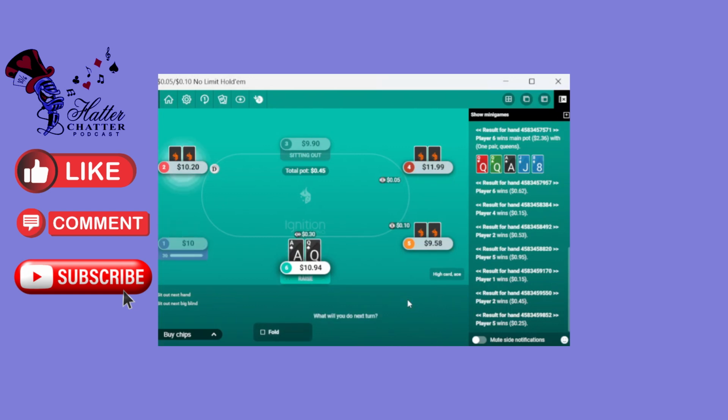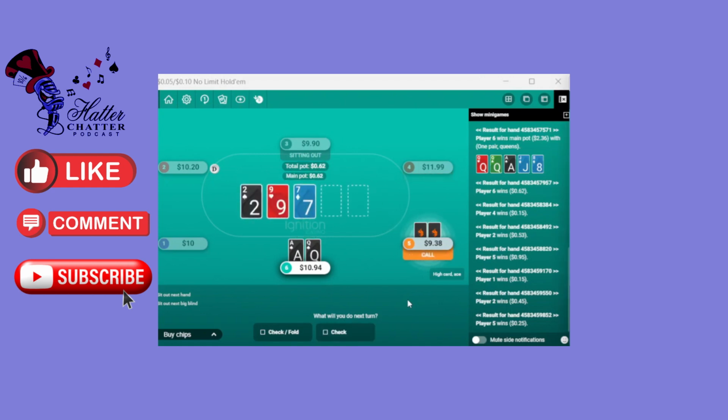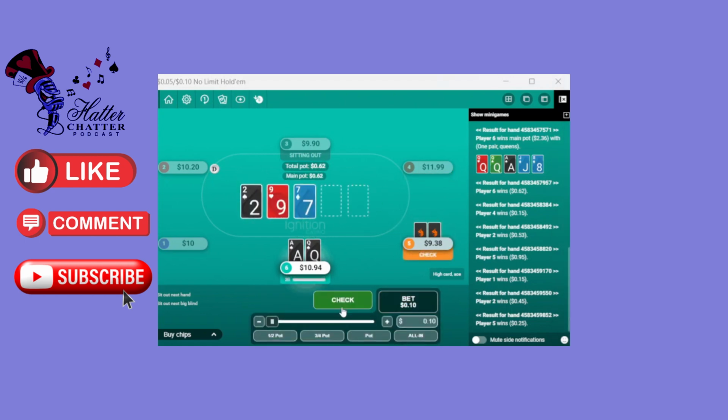Now, as y'all know, we got the 10 NL challenge going, so I want to bring y'all some hands. The first hand I want to show y'all is I got ace queen under the gun suited. I'm gonna go ahead and raise this up, and the flop comes two of spades, nine of hearts, seven of diamonds. I go ahead and down bet.